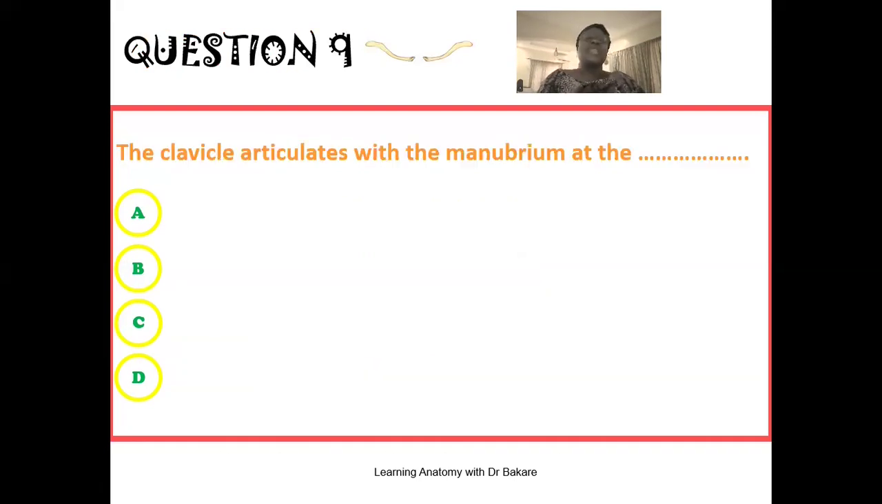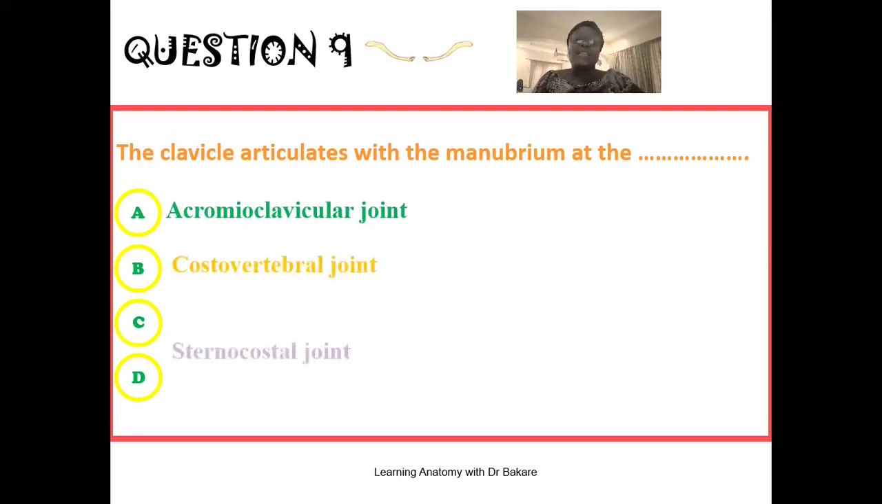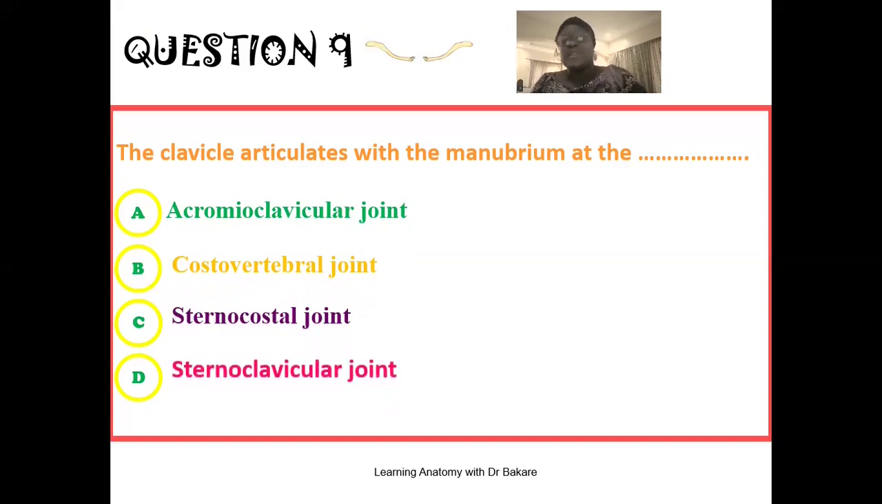So now let's go to the ninth question, and this reads that the clavicle articulates with the manubrium at the dash. Is it at the acromioclavicular joint? Is it at the costovertebral joint? Is it at the sternocostal joint? Or is it at the sternoclavicular joint?